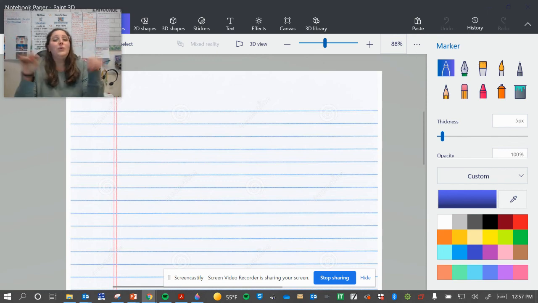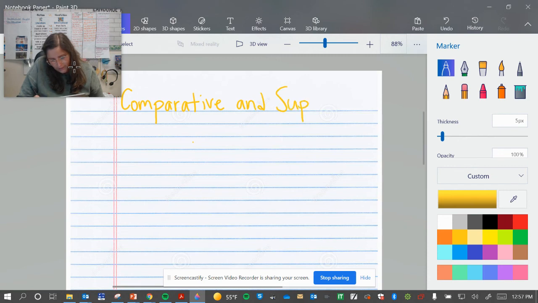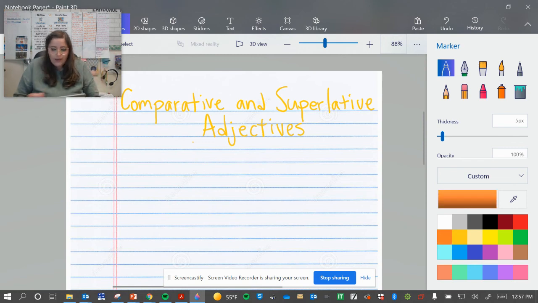In superlative, you hear the word super, and in comparative, you hear the word compare. We're going to talk about both of these, and our title is going to be comparative and superlative. Make sure you're capitalizing your titles. Then adjectives can go down here, taking up 2 lines. Comparative and superlative adjectives. So we're going to underline compare and super.